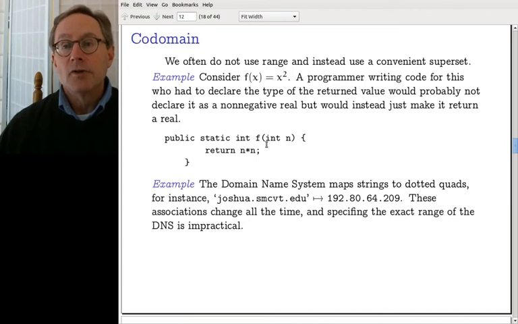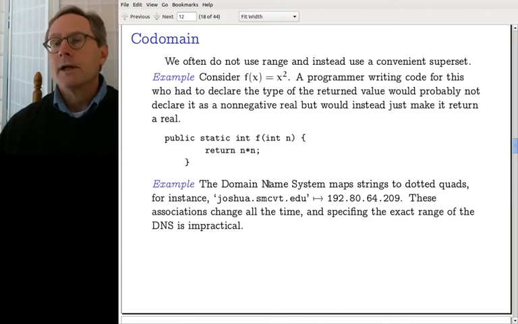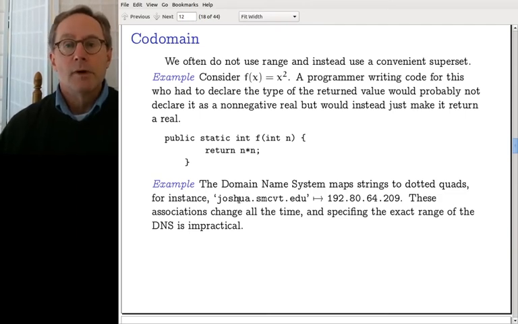It's a convenient superset. Let's take another example, the DNS. When you go to your computer, you go to your browser and you type in some address, like joshua.smcvt.edu, then it gets translated to 192.80.64.209, the dotted quads.